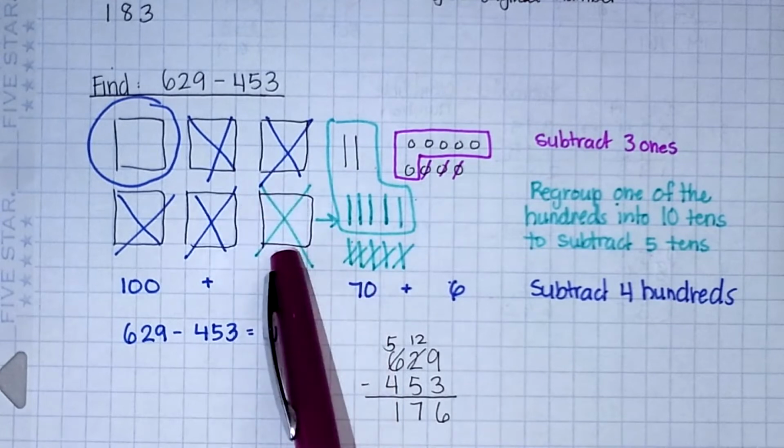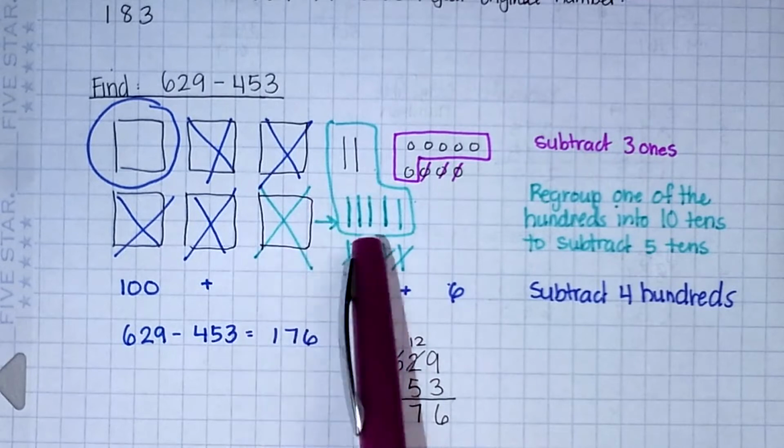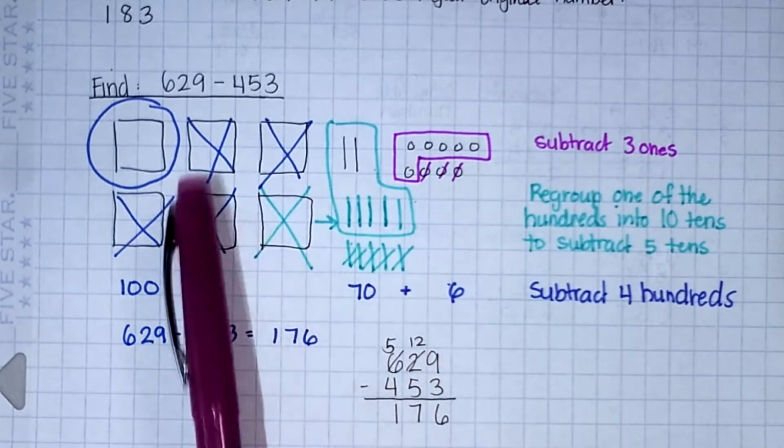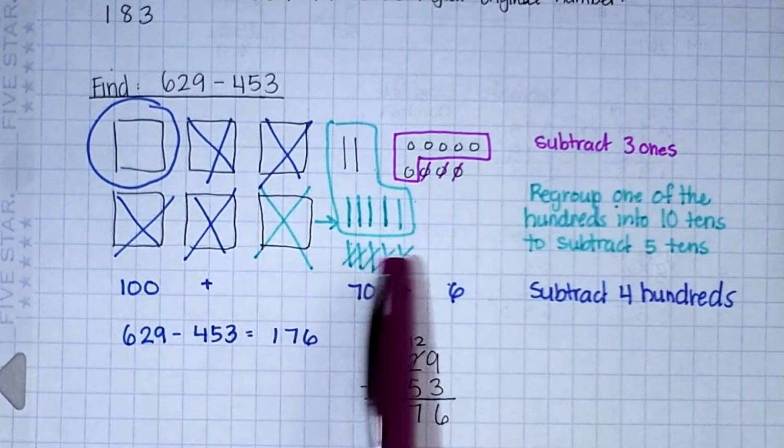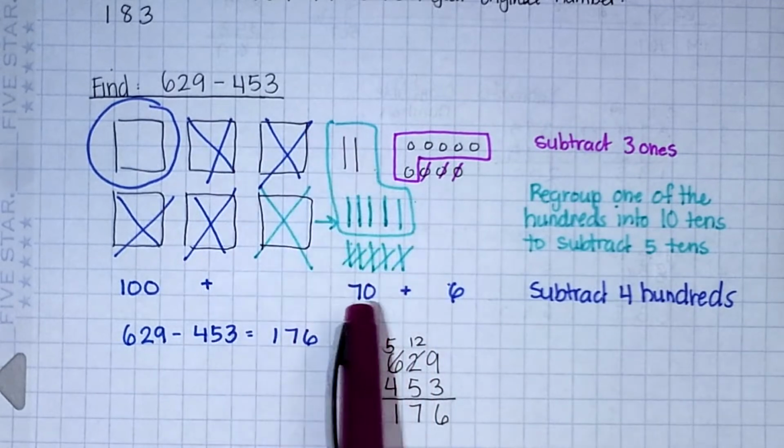So now this one doesn't count as 100 anymore. I have it as 10 tens. So now I had over here 12 tens. If I have 12 tens, I can definitely take away 5 tens. So I took away 5 tens and it left me with 1, 2, 3, 4, 5, 6, 7 tens left over.